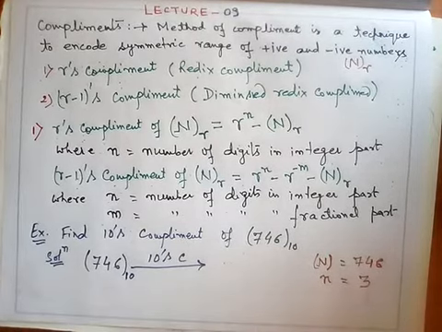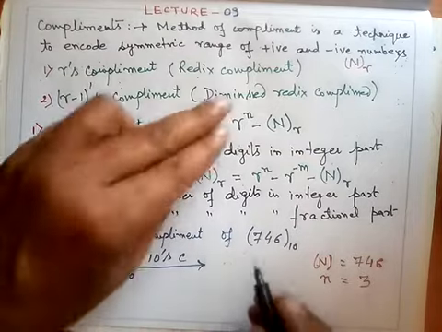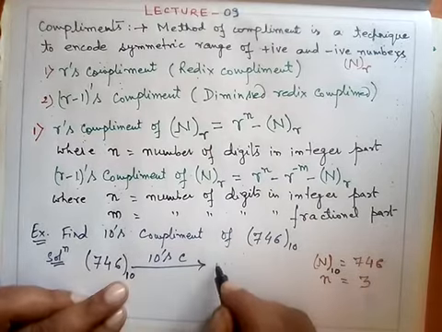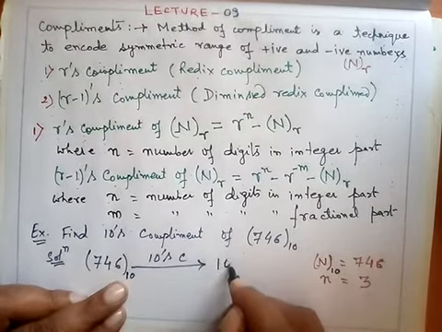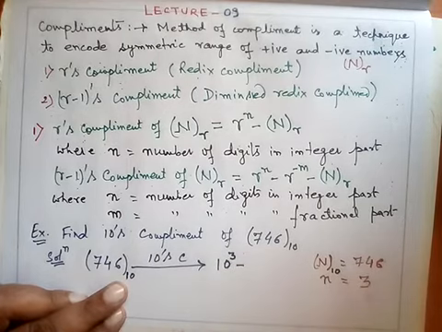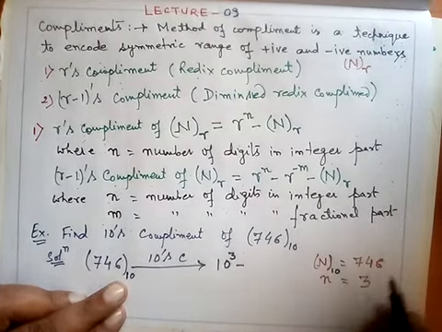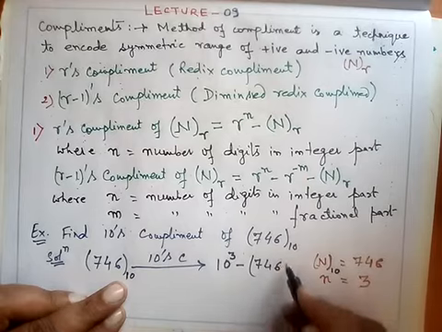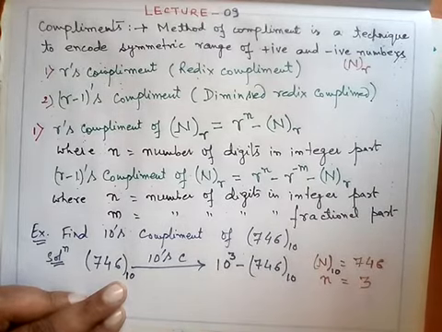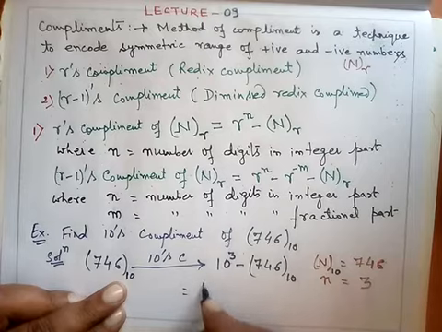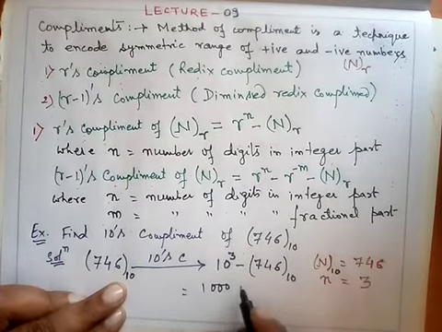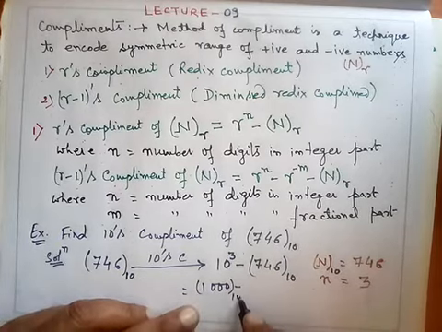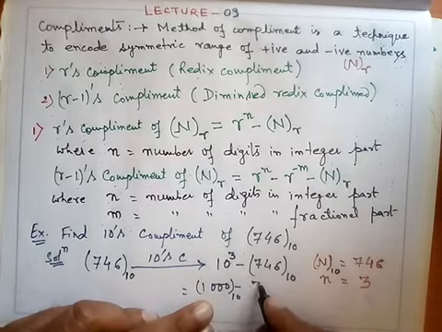Now if I solve this, I am applying the formula here. It is r to the power n. What is the base? The radix is 10. So it is r to the power n, that is 10 to the power 3, minus the number itself, that is 746. 10 to the power 3 minus 746 in base 10. So I can say this is equal to 1000, since 10 to the power 3 is 1000, which of course is in base 10, minus the number 746.